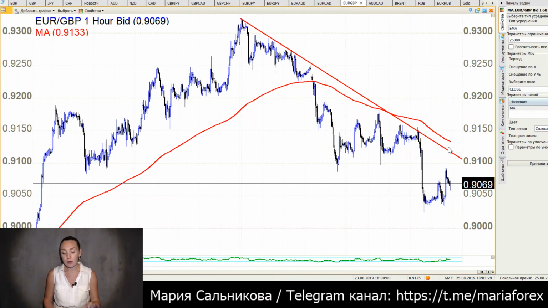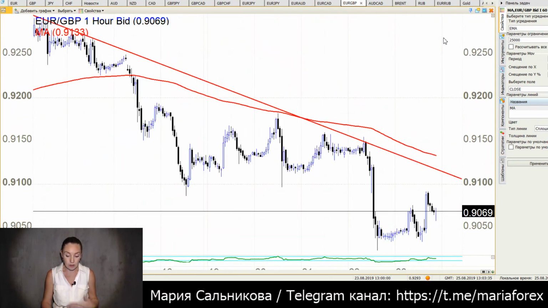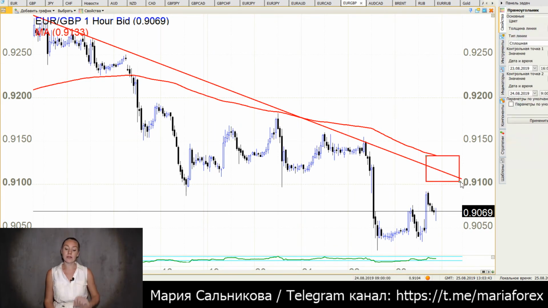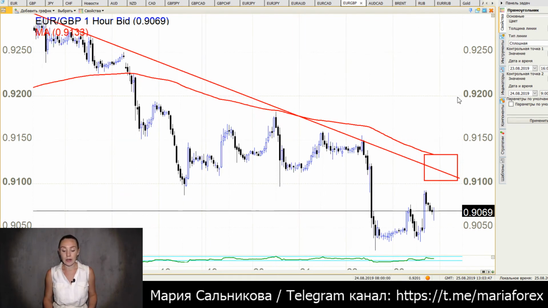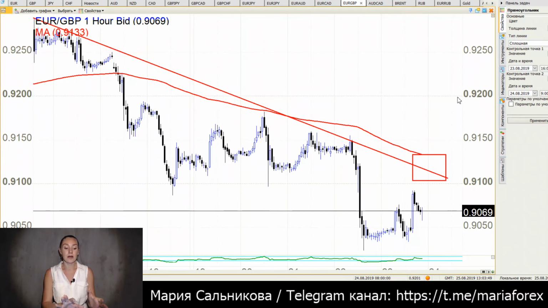It's still an area where you can see the reverse, so you can see how price will turn, maybe, I think. So yeah, here is like this area, 0.91, 0.9120. This is an area where I will try to see how price will turn and try to sell it.